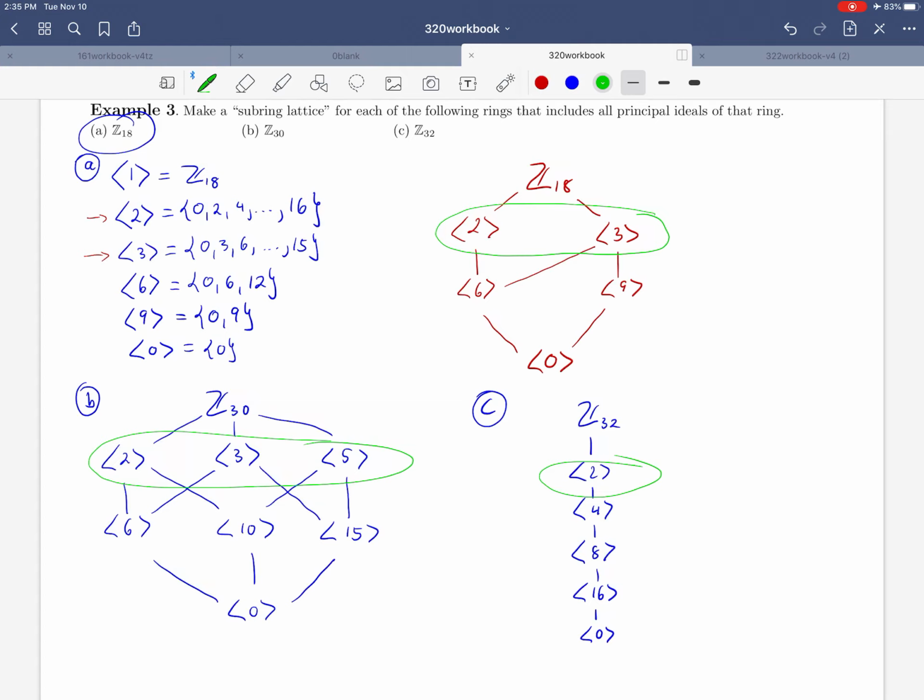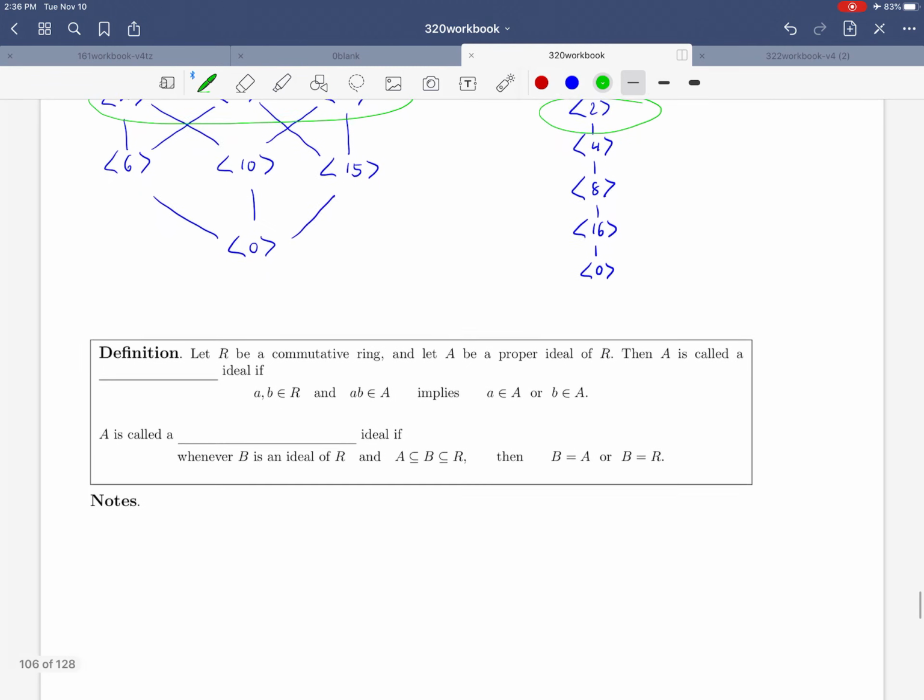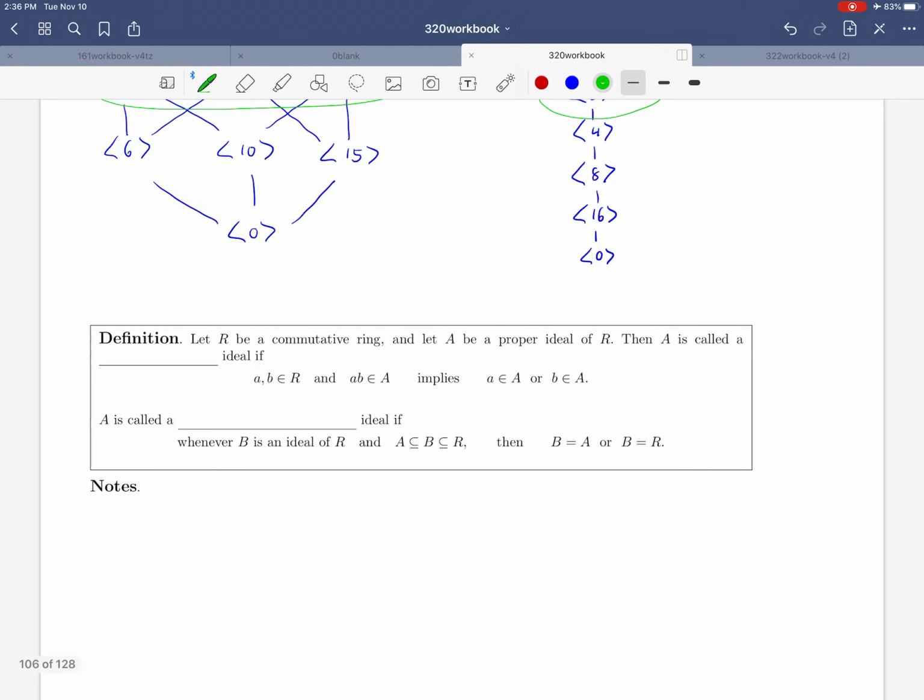Well, my green circled principal ideals are all generated by primes. And of course, they are all in the highest layer. And so this is going to motivate our next couple of definitions. We are going to define prime ideals and maximal ideals.